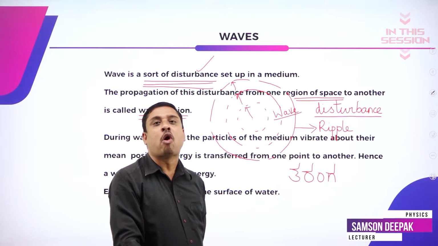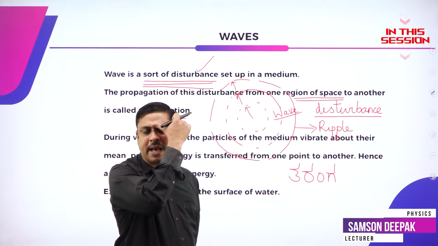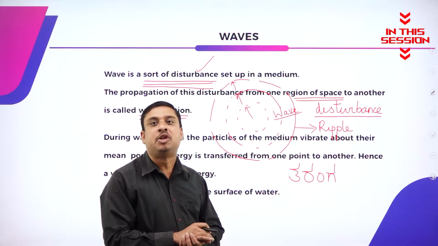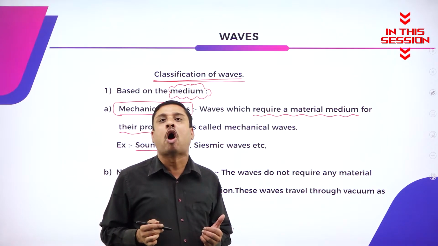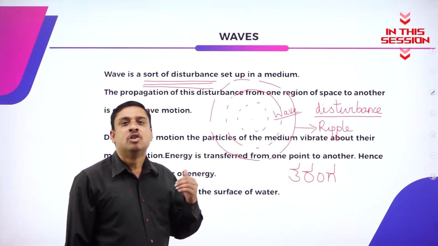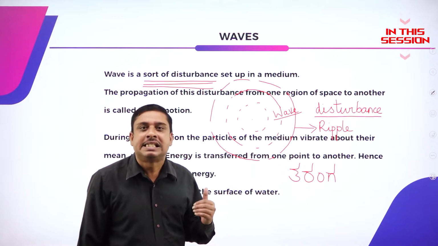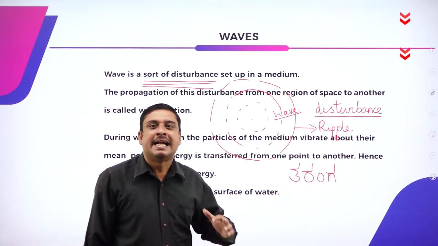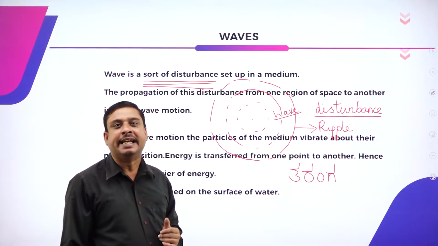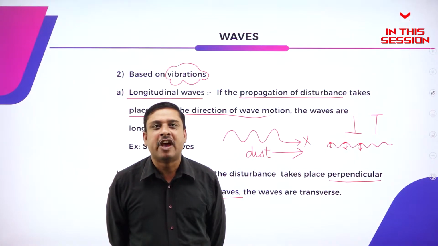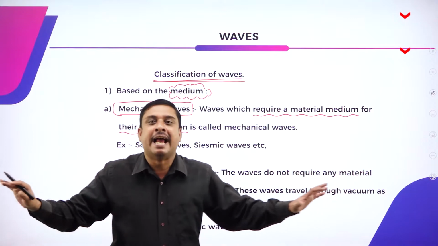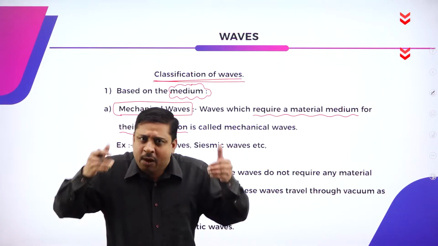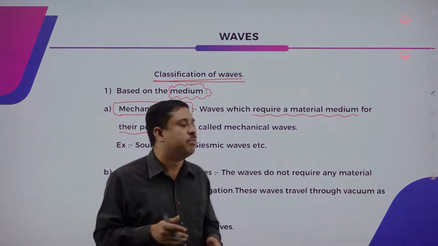Transferring or propagating the disturbance from one region to another. Sound wave requires a material medium to propagate any sort of disturbance that is set up in a medium. We told as the wave propagates, it carries energy and momentum. Cannot move in vacuum. Why? They require a material medium.